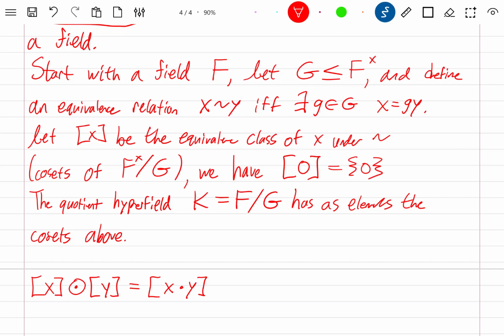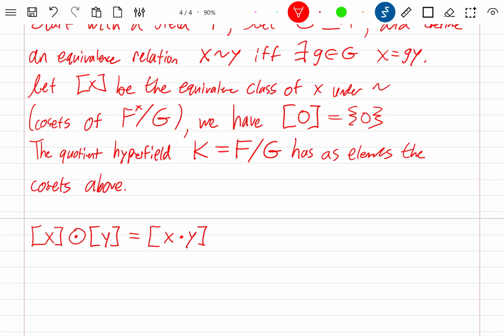And in some sense, all this is saying is our multiplication, well, if you put 0 in, this is just going to be 0. If you take non-zero elements, it's just the multiplication inherited by doing F star mod G. So we now know how to multiply things. It's just inherited. The more interesting one is addition, as things tend to be with hyperfields.